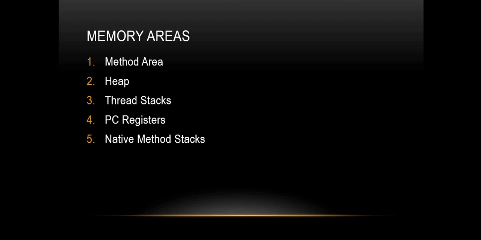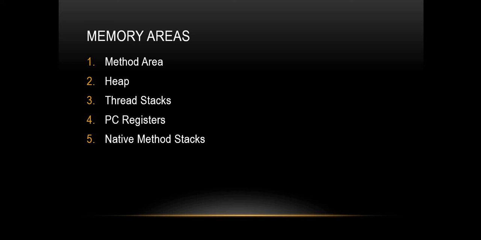So multiple frames inside one thread stack or JVM stack, and there is one thread stack or JVM stack for each thread, and your thread stack's memory area consists of multiple thread stacks or JVM stacks. Okay, then comes your PC registers. So PC register is per thread. Okay, so n threads, n PC registers.